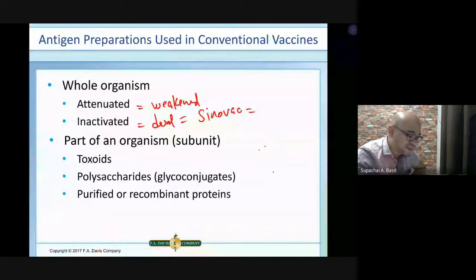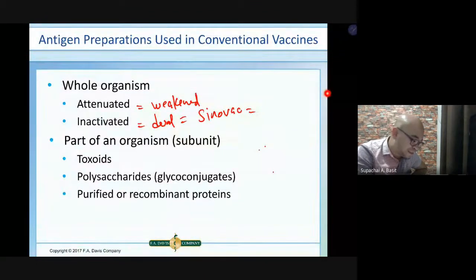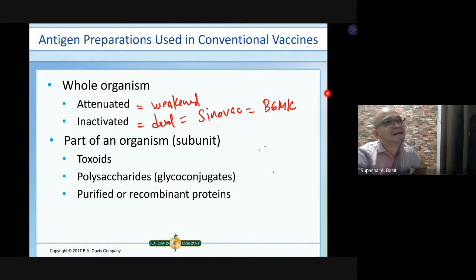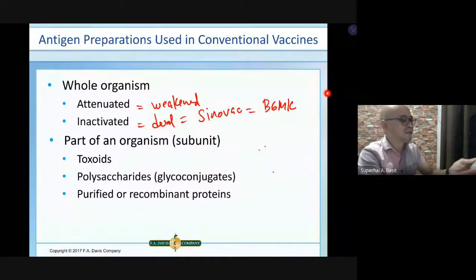So what the researchers did, they get samples from patients with severe COVID in China, and then they culture the virus in BGMK, Buffalo, let me check the data again. I do not want to get it wrong.